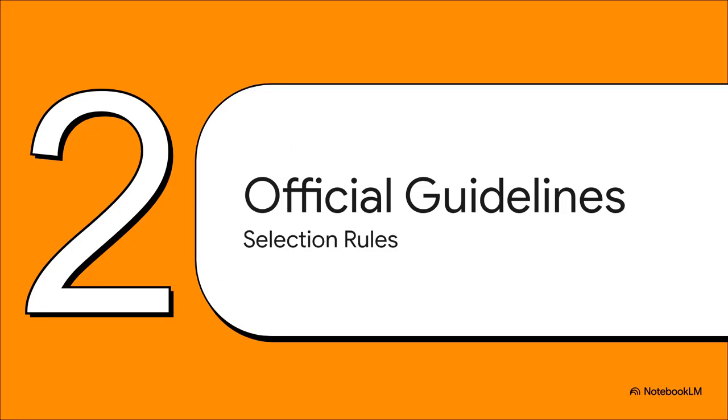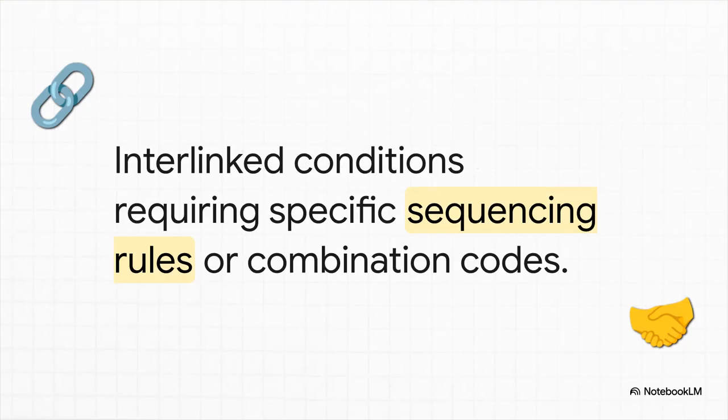Moving right along to Section 2, the official selection guidelines. Let's open up the rulebook, starting with Guideline 2A, which deals with interlinked conditions. Sometimes you'll see a patient with two or more interrelated conditions that equally meet the definition for principal diagnosis. When this happens, you can't just flip a coin and pick one. You have to follow specific sequencing rules, which often means using combination codes. For example, if a patient is admitted for both hypertension and heart failure, we don't code them as two totally separate, unrelated issues. We use a combination code, like hypertensive heart disease with heart failure, to neatly capture the entire clinical picture in that one primary slot.